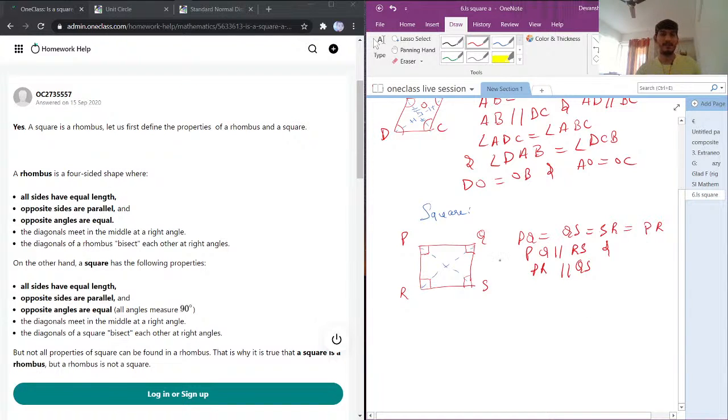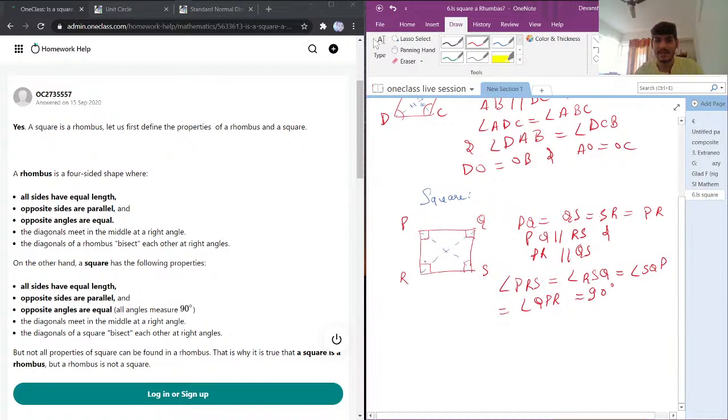Now, for a square, we don't have the property that opposite angles are equal, because eventually they are going to be equal. For a square, all the interior angles are equal to 90 degrees. So angle PRS equals angle RSQ equals angle SQP equals angle QPR, which equals 90 degrees.